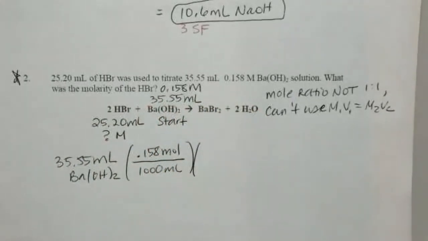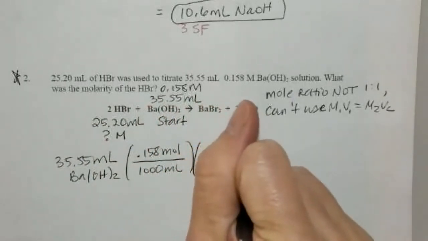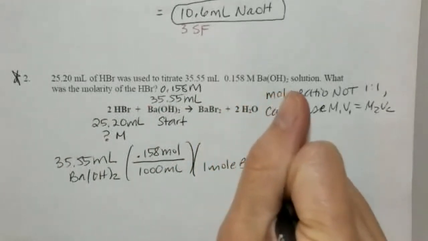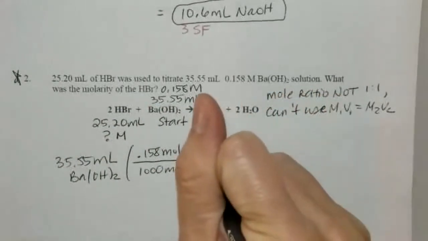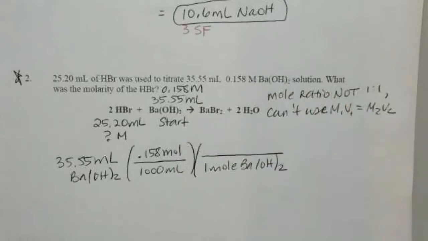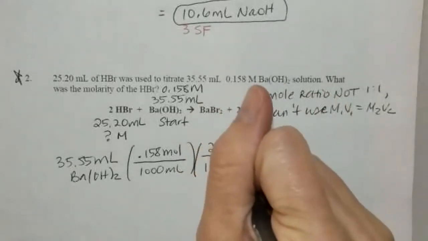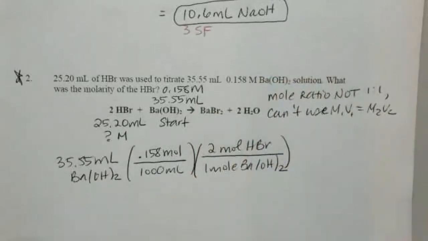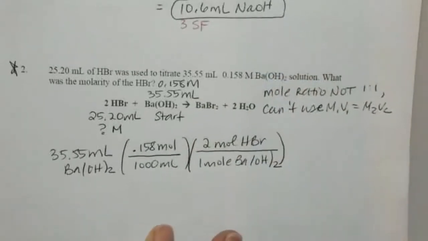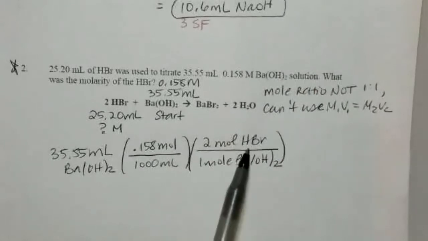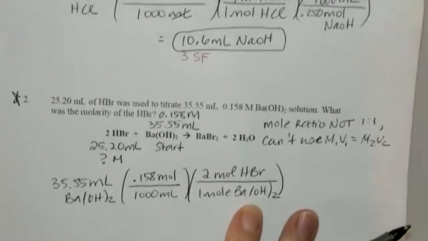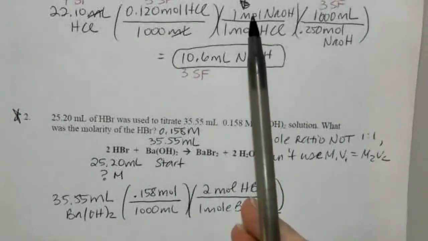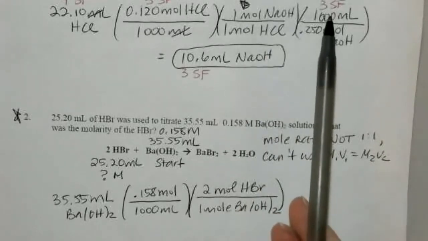Then I know I need my mole to mole ratio. So this is why M1V1 wouldn't have worked here, because my mole ratio is not 1:1. So getting rid of barium hydroxide on the bottom, going to the hydrobromic acid on top, pulling in those coefficients from the balanced equation. So this right here would tell me how many moles. Now, if we followed the last example, once we get to moles, we use molarity to get to volume.